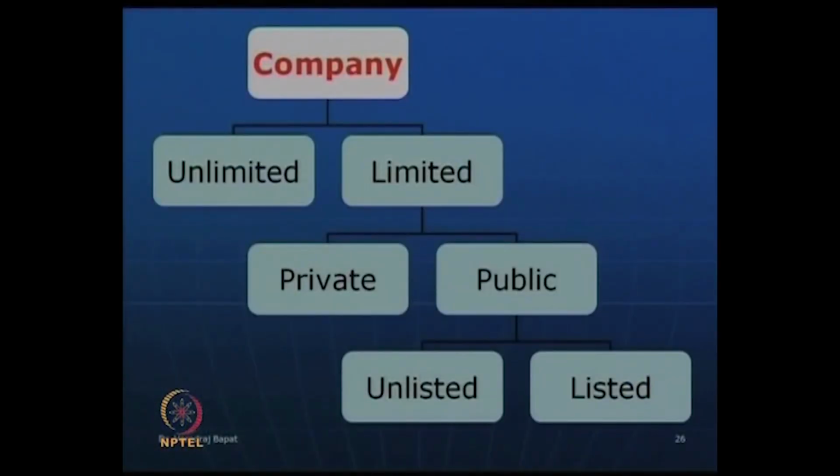Now let us try to understand the most popular form wherein the large organized business is done, that is known as company form of organization. As you can see here, in companies you have two types. You have a limited company, you have unlimited company. In the limited companies there are private and public companies, and amongst public companies again you can have listed and unlisted companies.